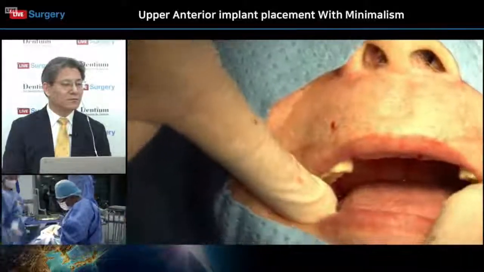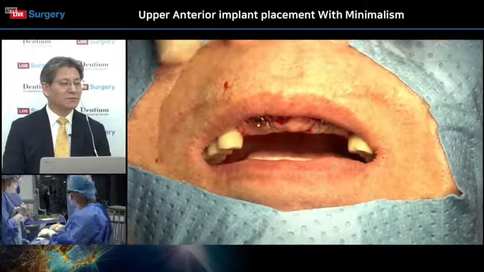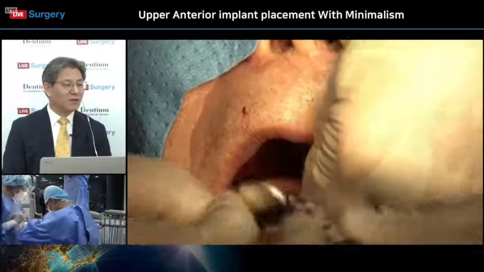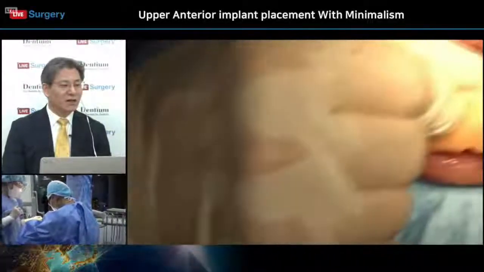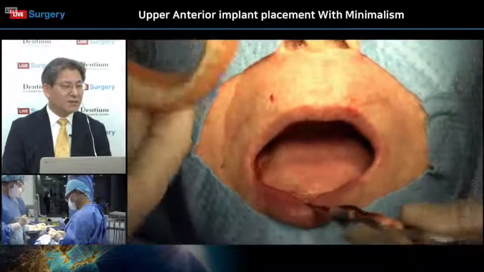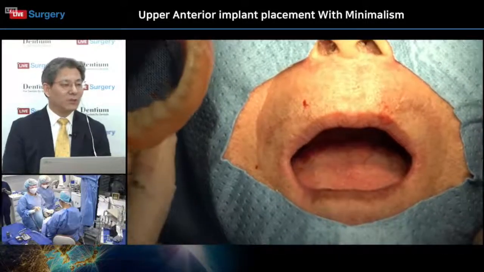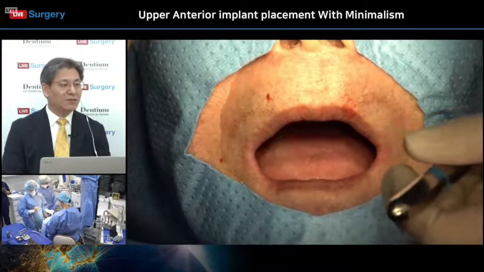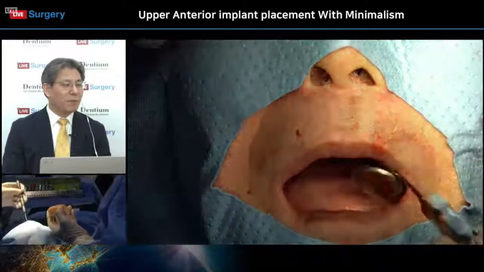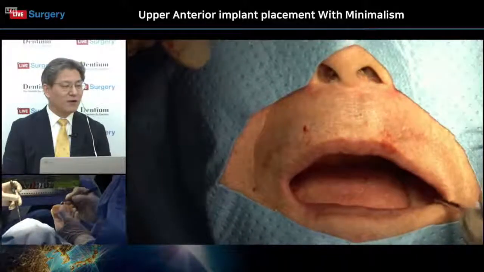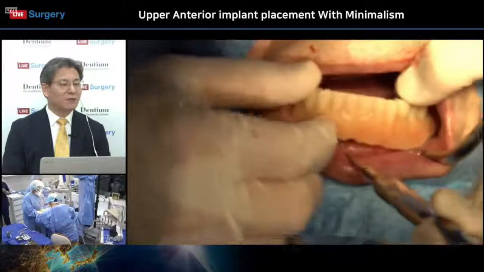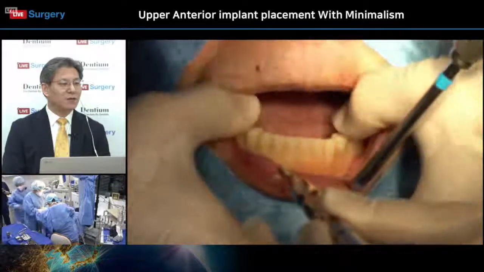And after finishing the upper side, I will try to show the lower molar area. Even without guided surgery, just freehand surgery, precise installation was already achieved according to the minimalism concept, and we already got the key point factor of positioning. Okay. And I will try the initial drilling through the temporary dentures.